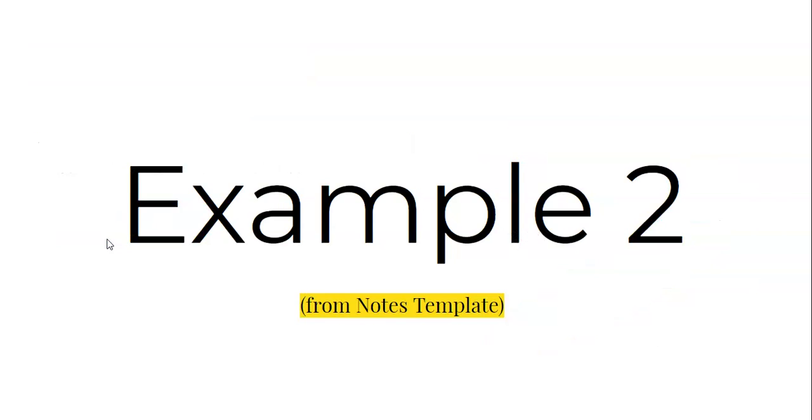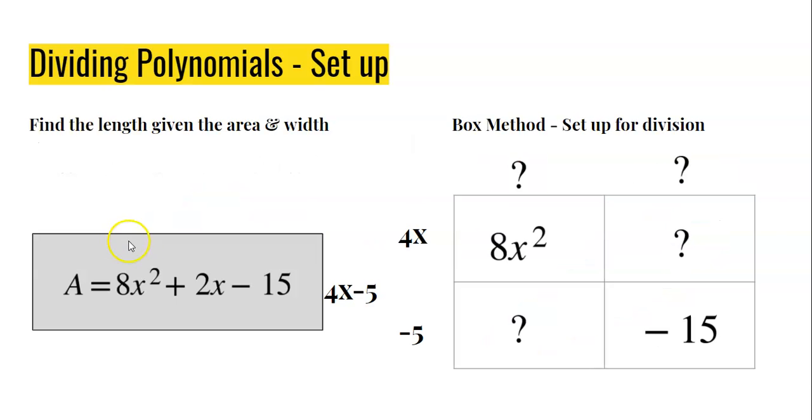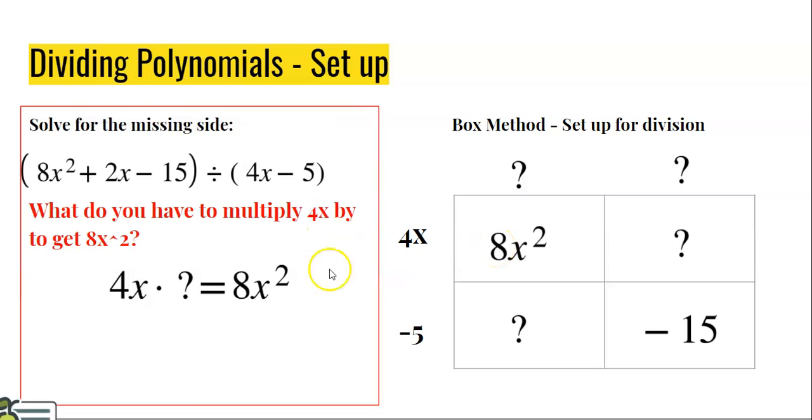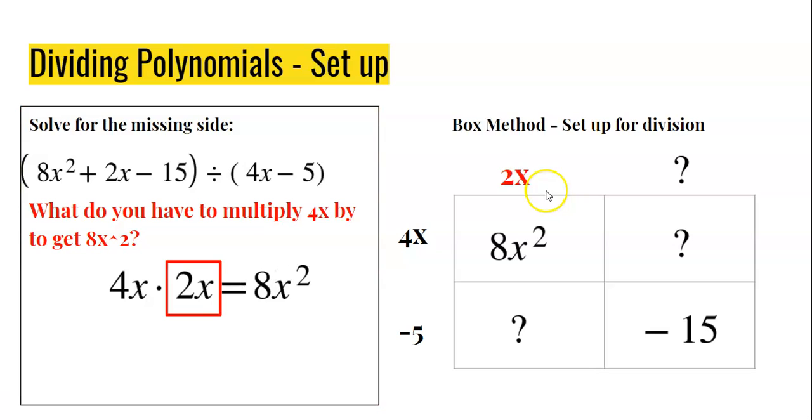So going on to example 2 from your notes template. Same idea. We're given the area, or we're given the end result. We're given one of the binomials, and we're asked to find the missing binomial. So our first step is to ask yourself, okay, what do we multiply by this 4x to give us 8x squared? Well, 4 times what gives us 8? Well, 4 times 2. X times what gives you x squared? X times x. So I know I have to multiply by 2x. 4x times 2x gives you 8x squared.